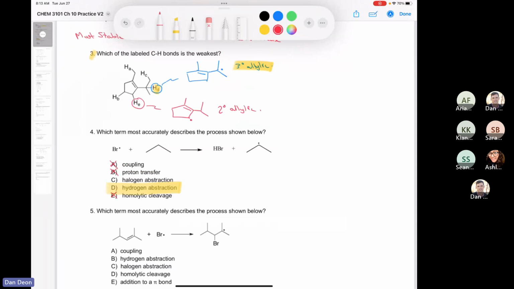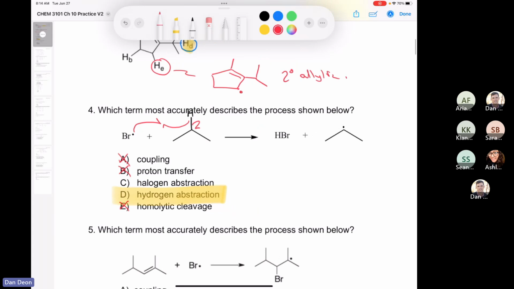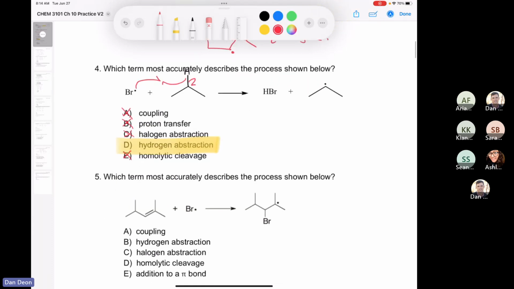So we could just scribble in a hydrogen atom like this. Of course, there's two of them there, but we're just going to put in one. And what's going to happen is we're going to make a bond between the hydrogen and the bromine, and then we're going to form a propane radical like that. So this is a hydrogen abstraction. It is not a halogen abstraction. There we go. All right, next question.